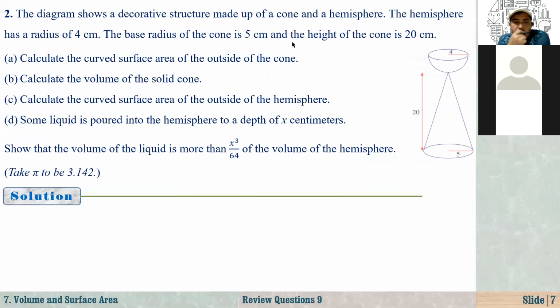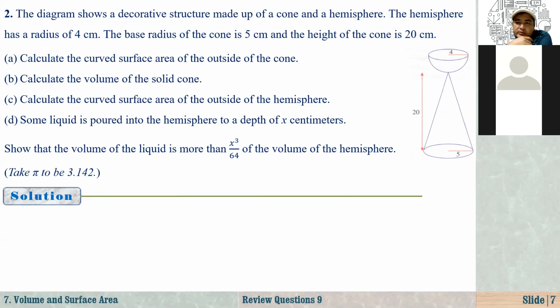The diagram shows a decorative structure made up of a cone and hemisphere. The hemisphere has a radius of 4 centimeters. The base radius of the cone is 5 centimeters, and the height of the cone is 20 centimeters.